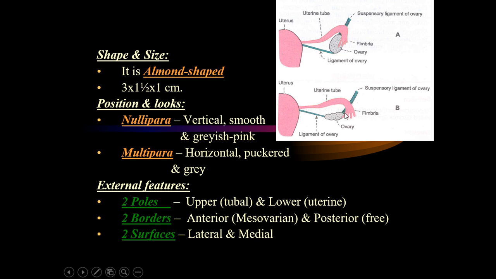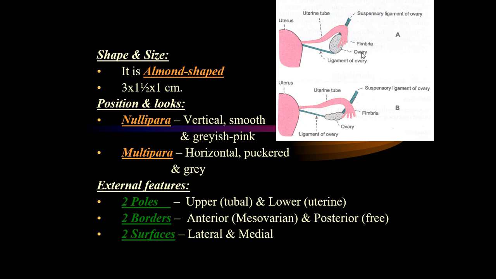That end will be called the tubal end. The other end will be called the uterine end, because it is toward the uterus. That will be much better. Here also we can say this is the tubal end and this is the uterine end. So these are the two poles of the ovary.